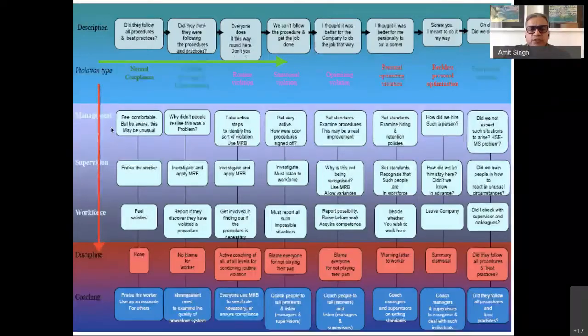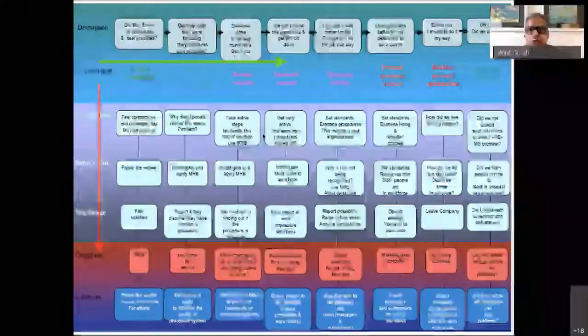What should the management look at? Management should get very active. How were poor procedures signed off? So management, rather than blaming the crew, they're looking inwards. If it is because of a procedure, how were the procedures signed off in the first place? So they have to do their own root cause analysis, so as not to repeat the same thing.